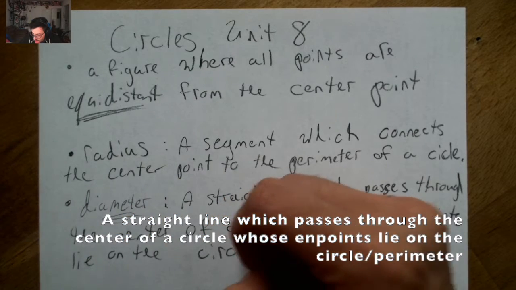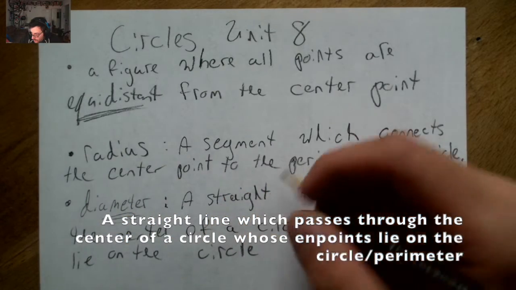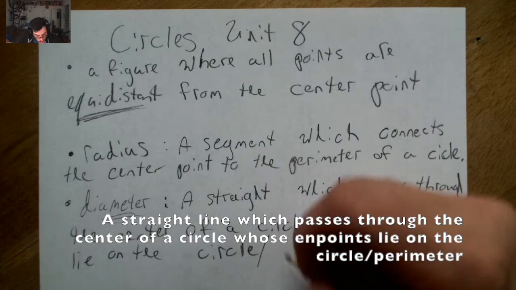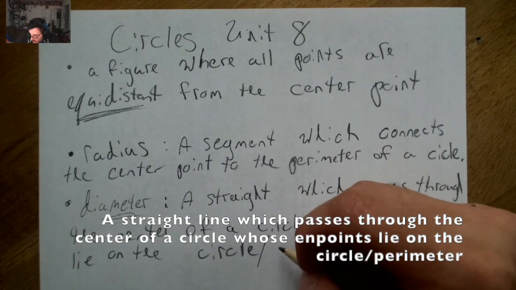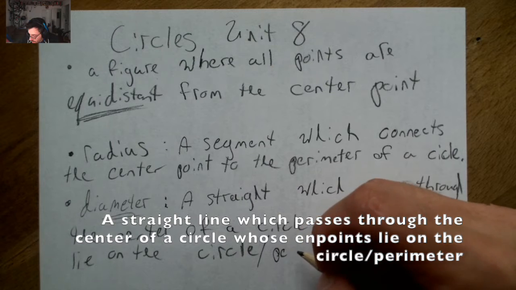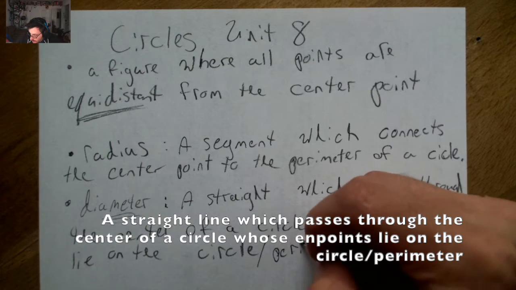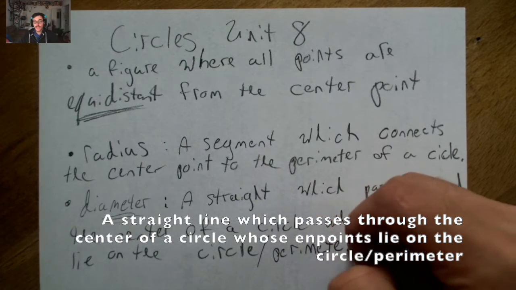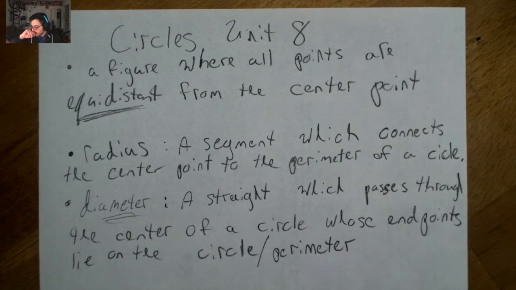So your diameter is going to go from one point to a point directly on the opposite side, and the way that it goes directly on the opposite side is by going through the center. The diameter is basically going to cut a circle in half as well, and then you have a semicircle, or like an orange slice, say. So for our radius definition: a segment which connects the center point to the perimeter of a circle.